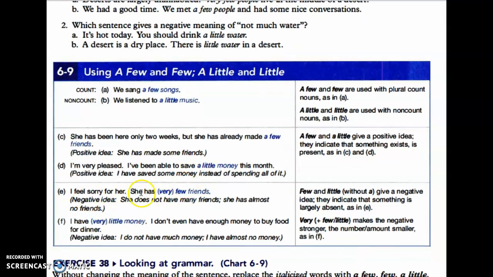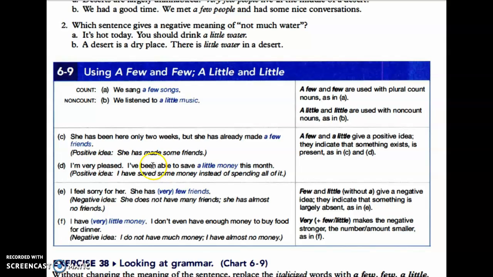I feel sorry for her. She has made few friends, or very few friends. And I have very, very little money. I don't have enough money to buy food for dinner. Okay. So there is a negative sense and more positive sense here on the first part, and the second part is negative. So she has few friends. Instead of a few, she has made a few friends. She has few friends, not too many.